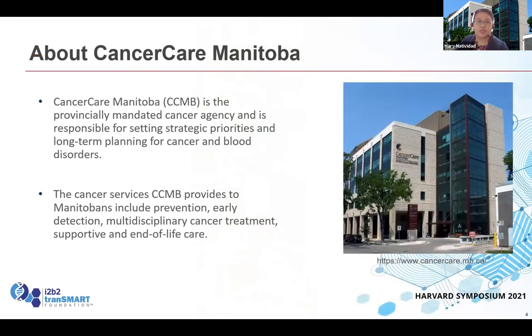So about Cancer Care Manitoba. We are the provincially mandated cancer agency, and we are responsible for setting the strategic priorities and long-term planning for cancer and blood disorders. We also provide services for prevention, early detection, multidisciplinary cancer treatment, and supportive and end-of-life care.